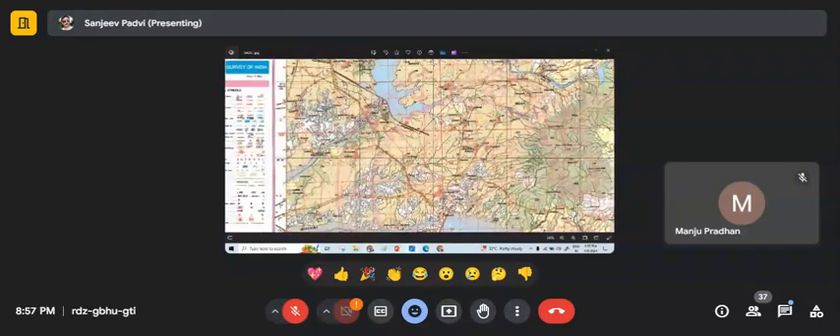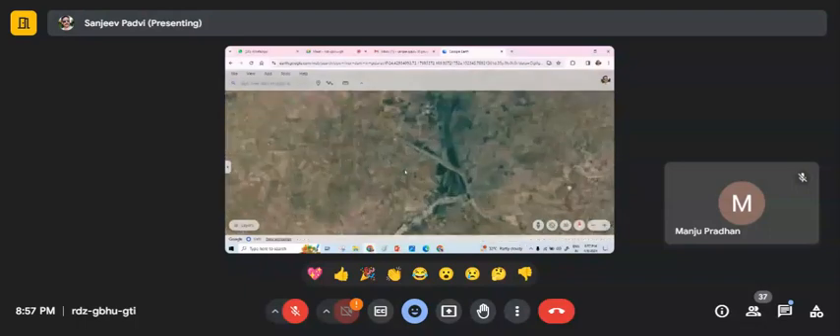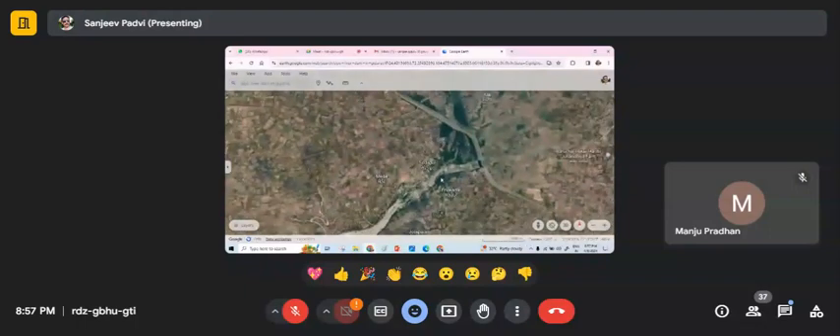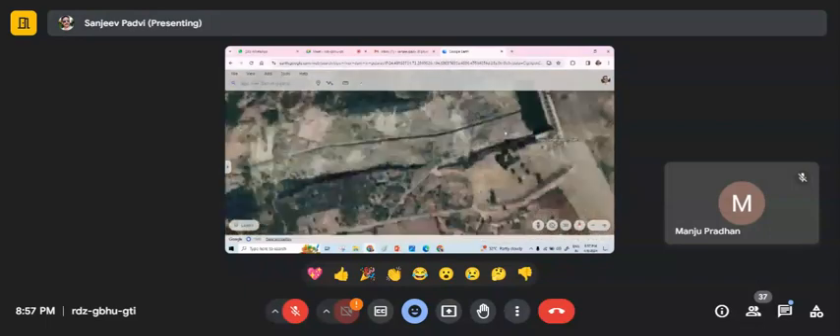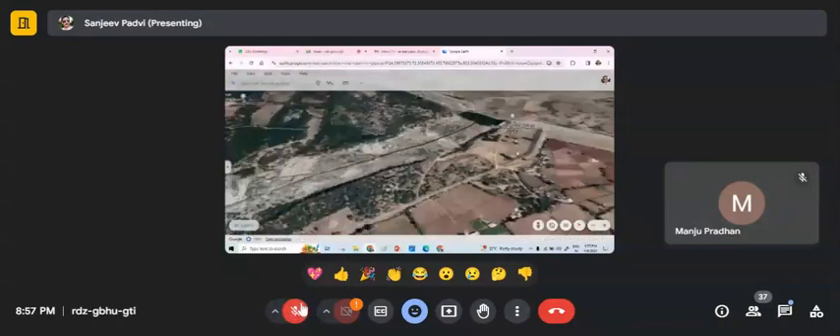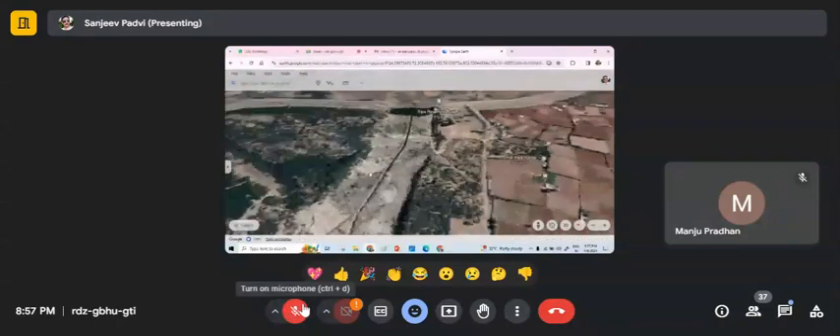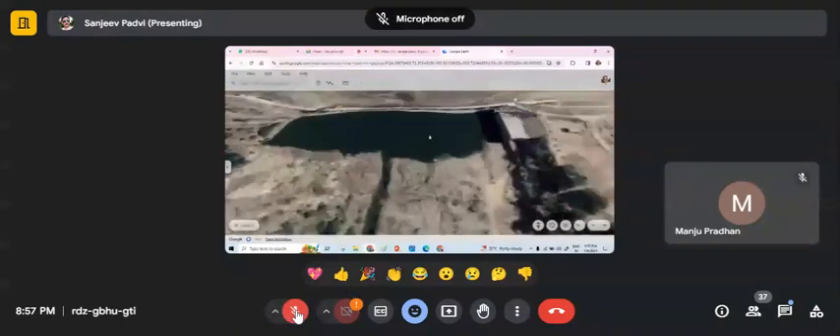Now, in reality, see this. This is Dantewada. So if I go to the north, here I will come across the dam on river Sipu. I'm talking about this dam. Do you see here it is written Sipu? You can go close and actually see this dam over here.